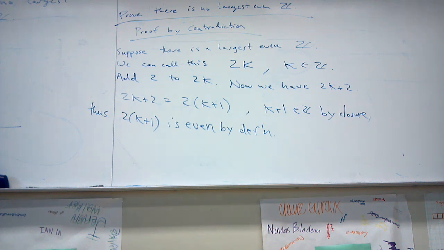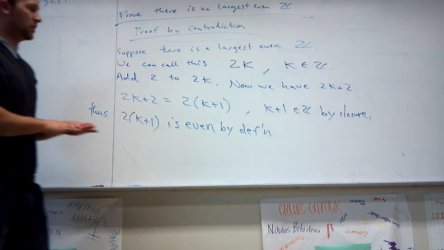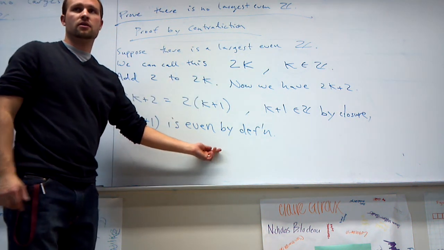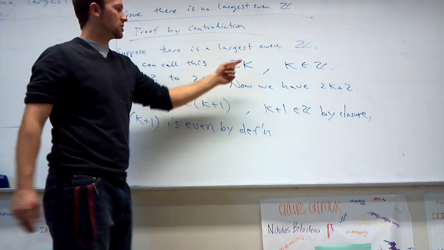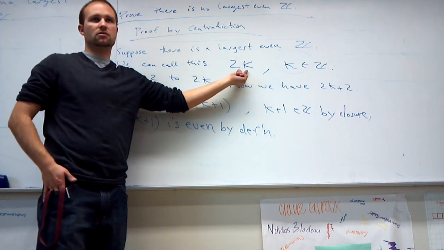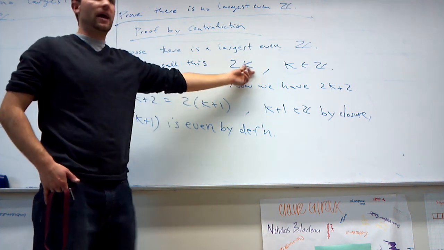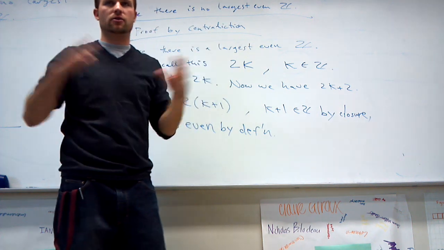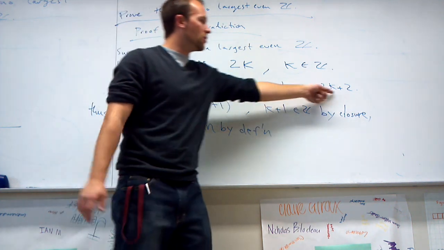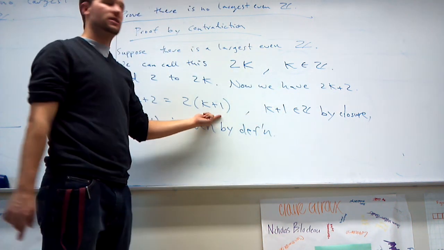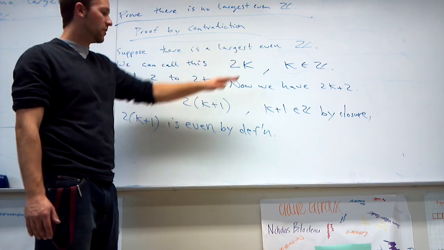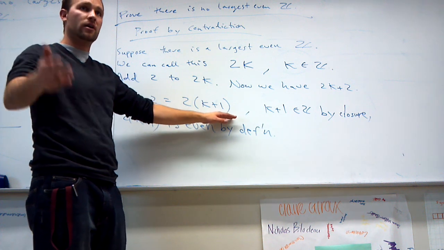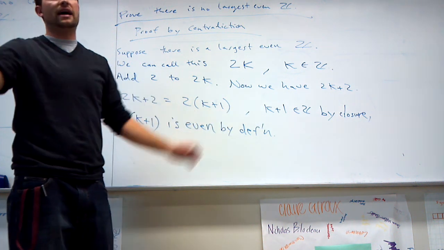Wait, what's the contradiction? Do we have to write what the contradiction is? Well, we stated it in here, you don't have to rewrite it. The contradiction is that we suppose there was a largest even integer called 2k. When we had 2k, we added 2 to it. That's legal, right? You can add 2 to any number. When you added 2 to it, that number we also showed was even. So we said 2k is the largest, but then we found 2 times k plus 1 was larger and even. That's the contradiction.